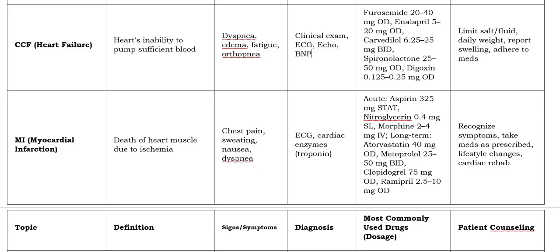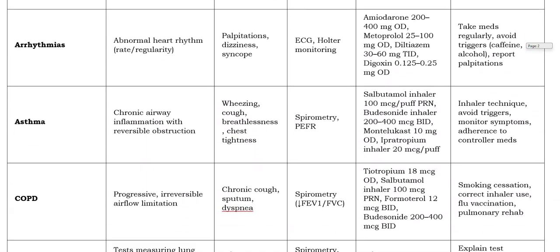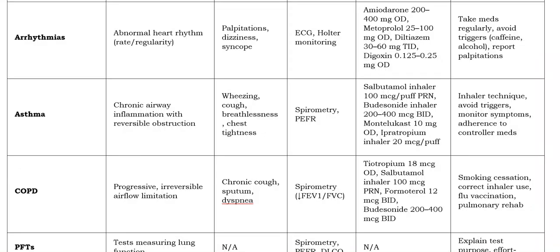Moving on to arrhythmias, abnormal heart rhythms. The source lists symptoms like palpitations, feeling the heart race or skip beats, dizziness, and syncope or fainting. How are these diagnosed? Diagnosis is usually with an ECG to capture the rhythm. But since they can be intermittent, Holter monitoring is listed too. That records the rhythm over 24, maybe 48 hours. Catches the intermittent ones. Exactly.